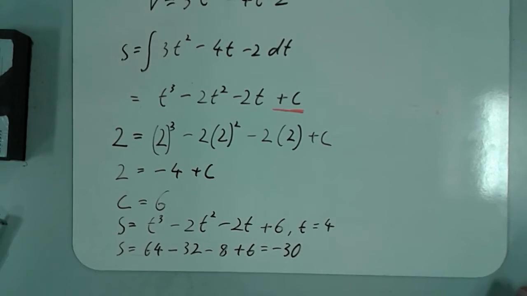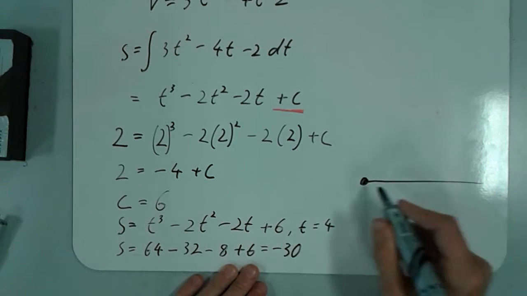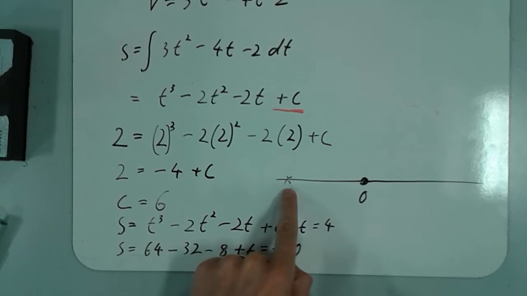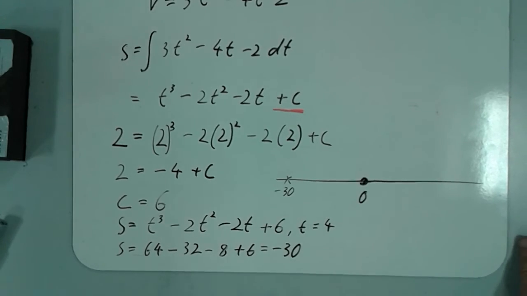It can be negative. It means if we imagine we're considering displacement along the x-axis, 0 is there. We would at time t equals 4, be somewhere over here towards the negatives. And we're done.